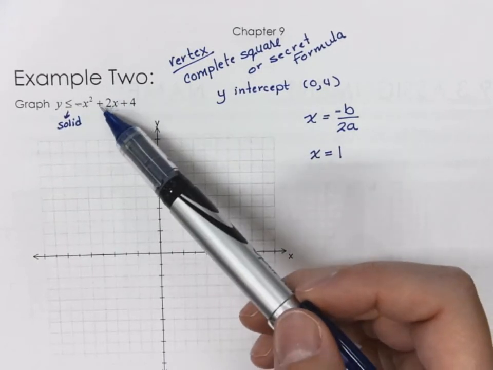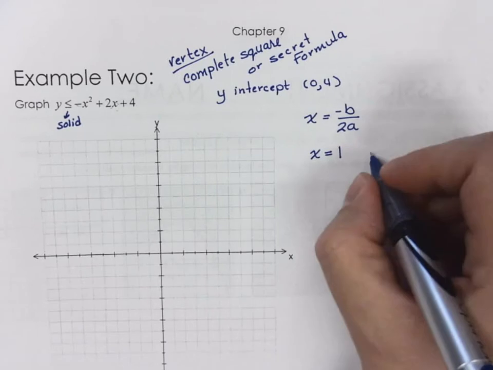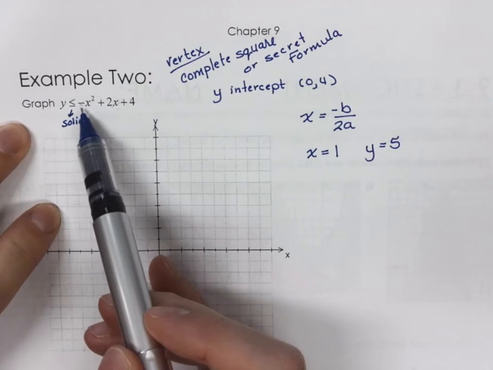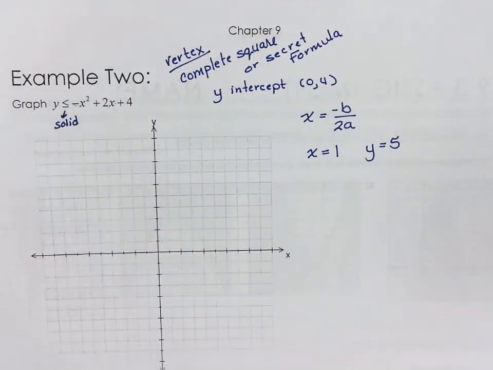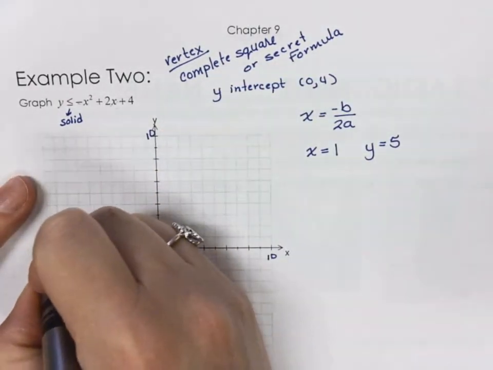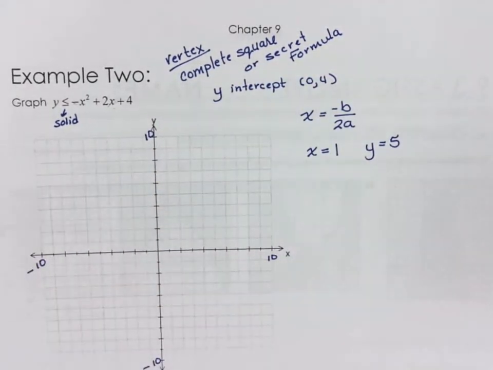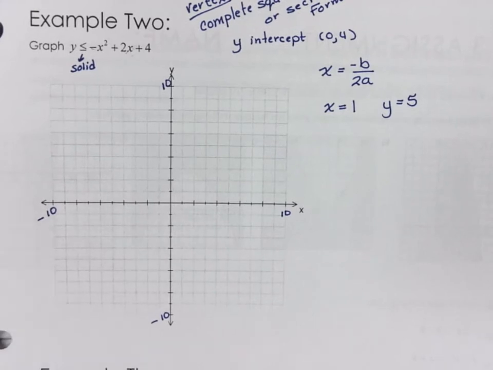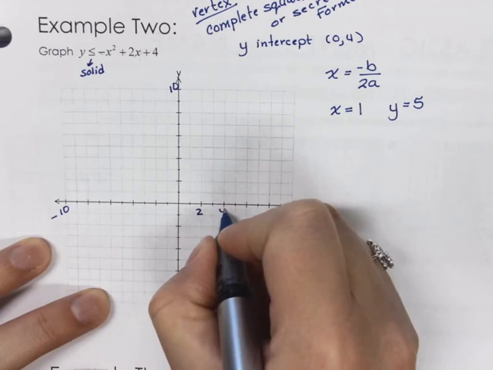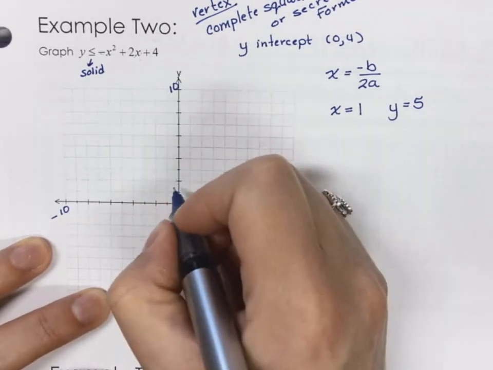So -1 plus 2 is 1. So this is going to be 5. So now let's try to use that pattern. And the reason why I'm going to jump to the pattern here is because my a value is -1. So it's nice and easy to do. So 10, 10, -10, -10. I always, like when I graph, usually lay those down first or make a decision about my increments. And then I go back and put in the other ones.